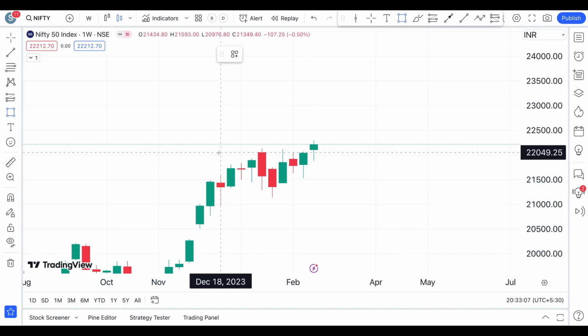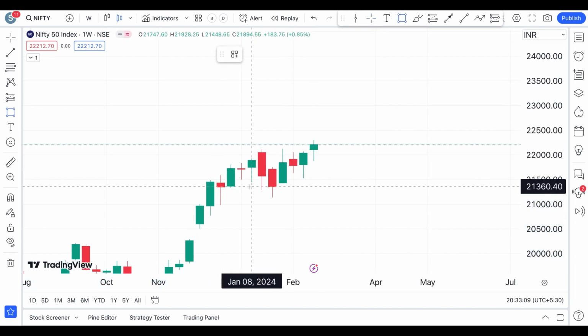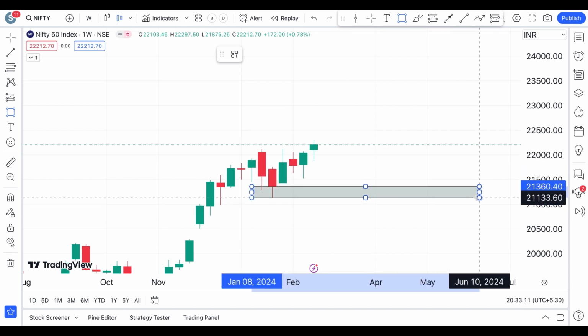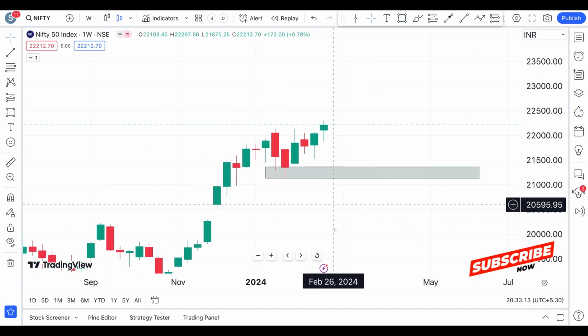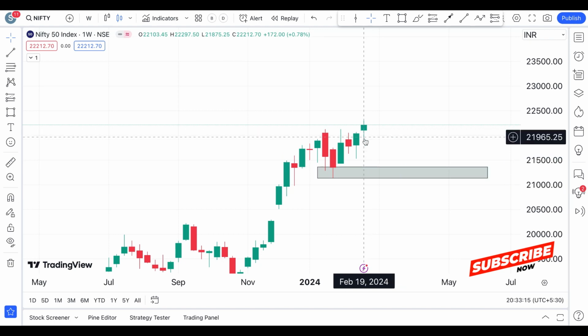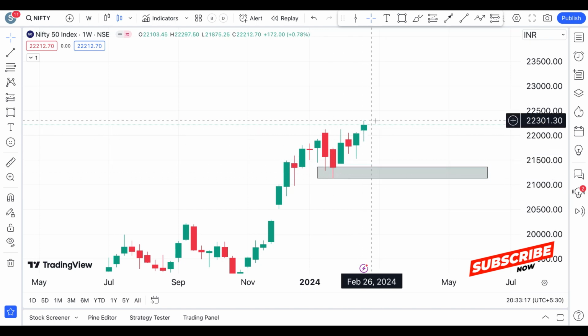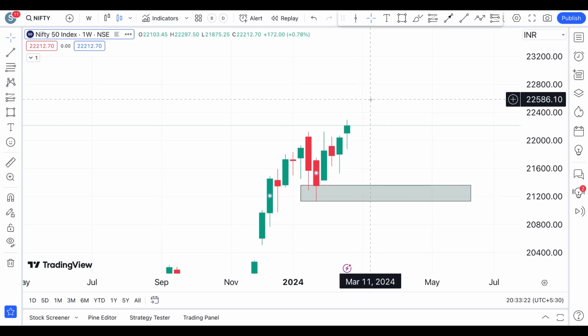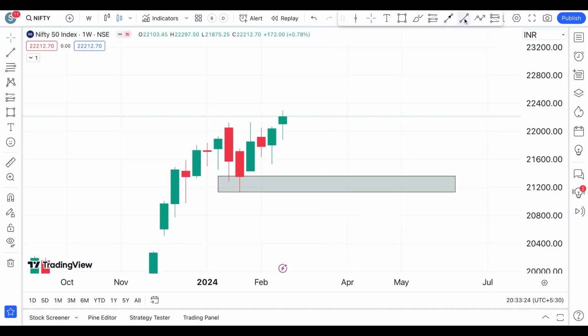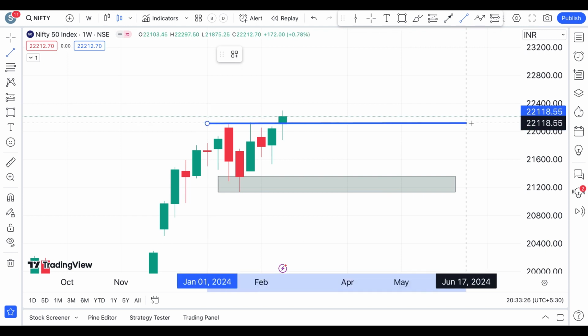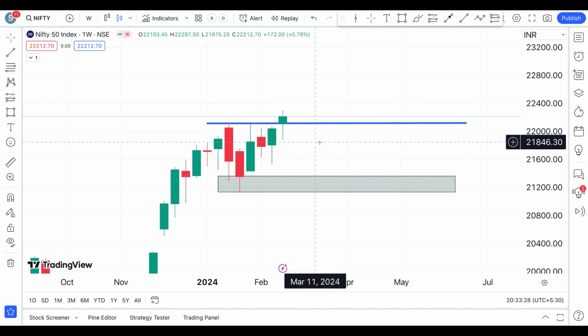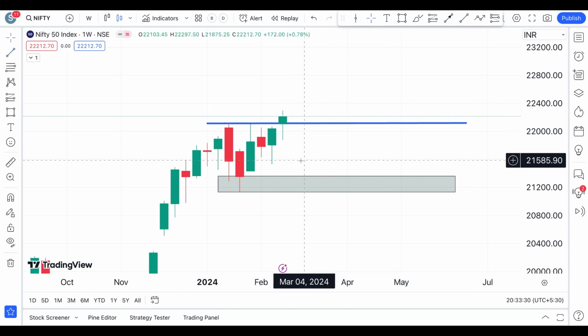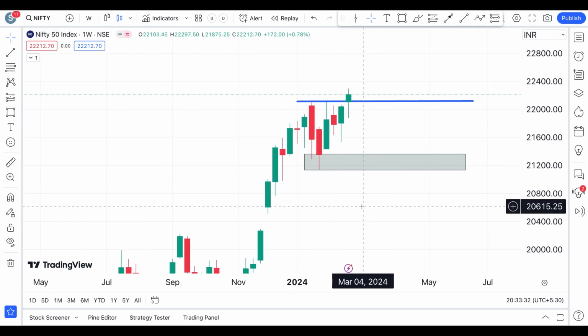For any reason, if it changes, it will not change until this level breaks. So until this level breaks, this is definitely towards the upper side, but you may see some pullbacks. Be prepared for that. And here, if you notice, you have already seen a breakout from this level, so it's definitely a positive sign, looking positive here in the Nifty on a weekly chart.